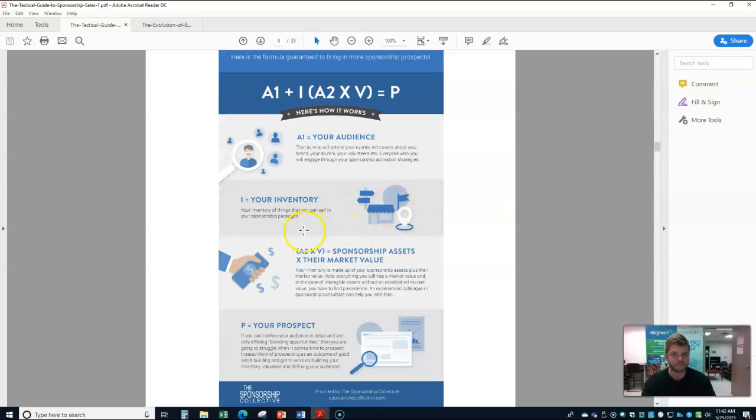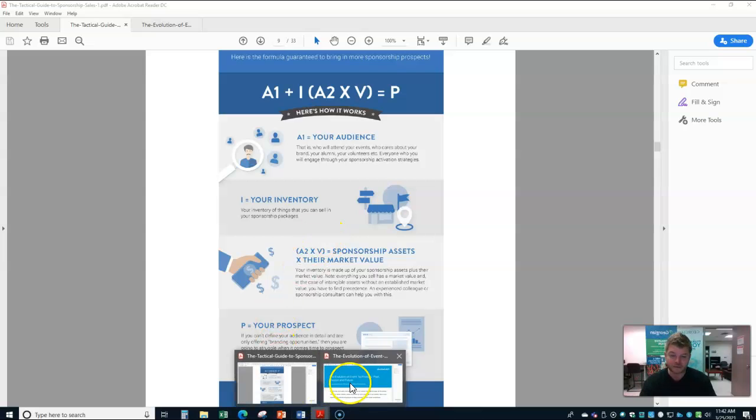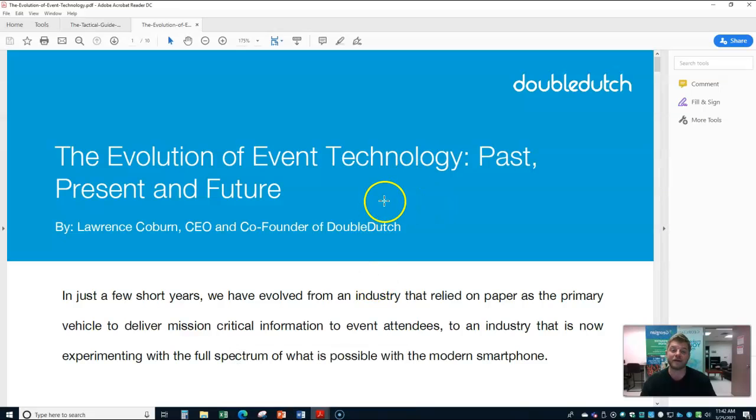Again, full of valuable information. This is good to have. Copy, save it on your hard drive for later on. Hard drive, I'm so old. Save it somewhere on your cloud for later on so you can review this down the road if you see yourself working in events. The second piece is the evolution of event technology.